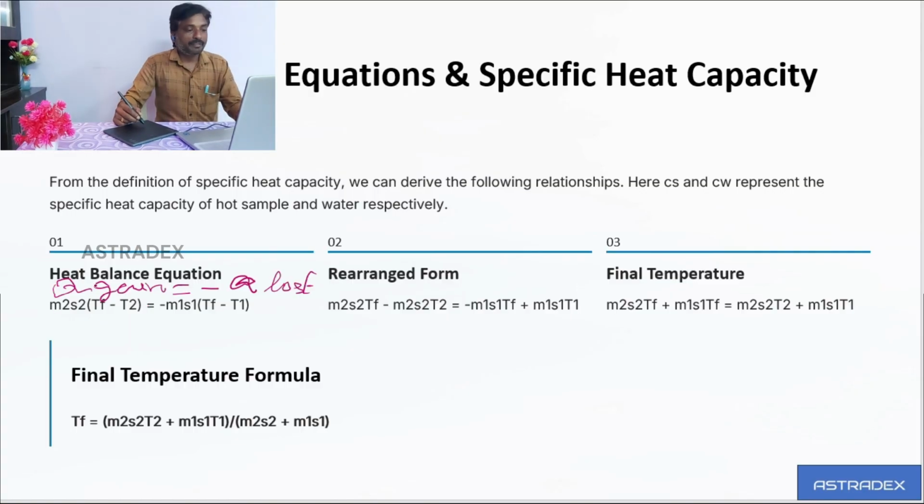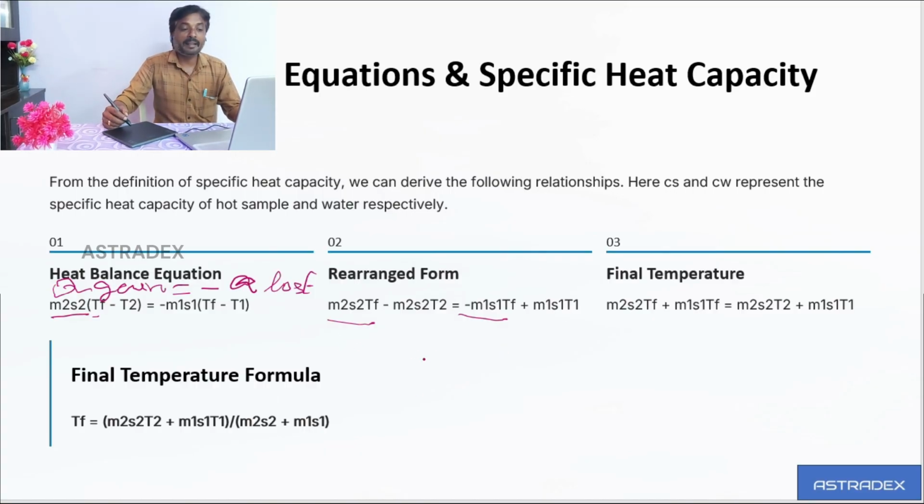So if we rearrange this equation, we can get this equation. Just multiply inside: M2 S2 into Tf is given here, minus M2 S2 into T2 given here, is equal to minus M1 S1 into Tf, then minus into minus plus M1 S1 into T1. Okay.